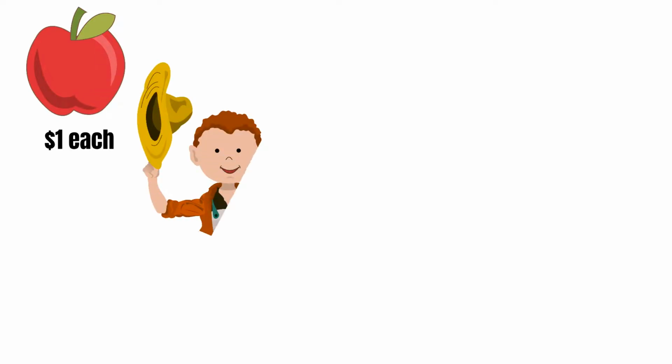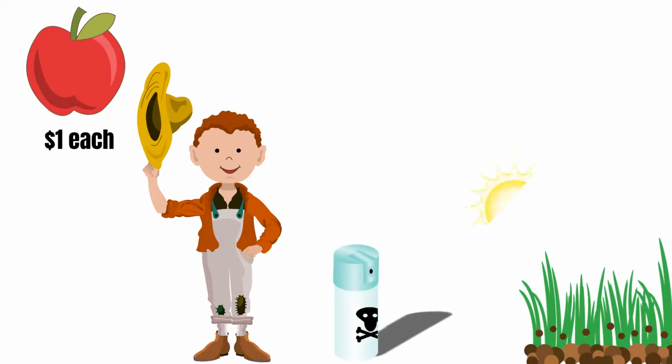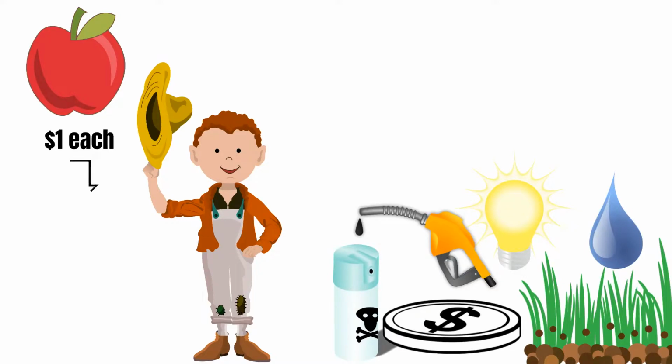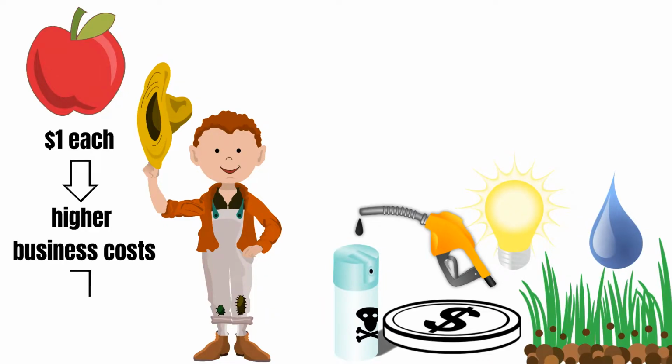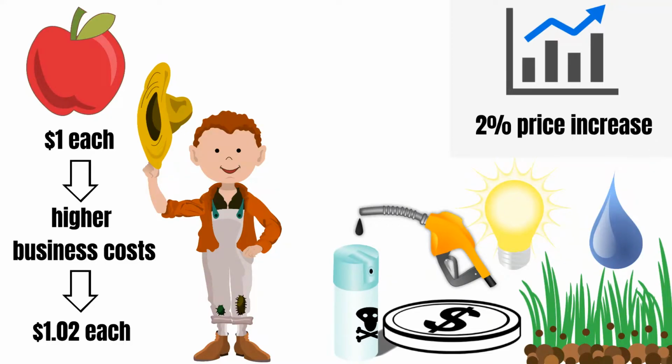Suppose that last year you could buy 100 apples at the price of $1 each at the farmer's market. But this year, the farmer saw a slight price increase on fertilizers and insecticides, on electricity, water and gas, and on taxes. As a consequence, he is forced to increase the price of apples to offset the impact of rising business costs, and decides to sell them for $1.02 each. So now, if you wanted to buy 100 apples, you would have to pay $102 instead of $100. This is a 2% increase in price, or a 2% rate of inflation.